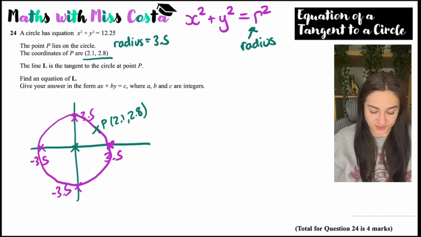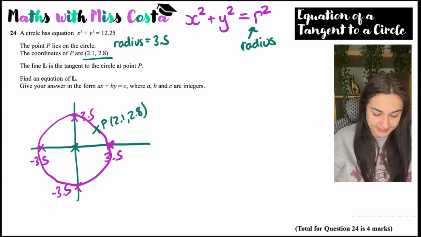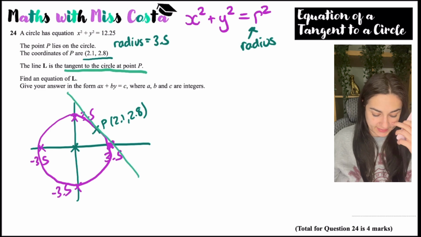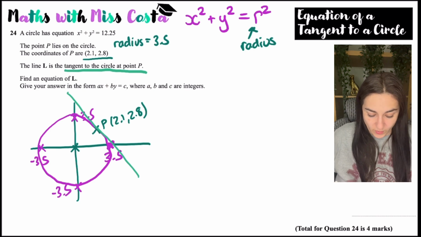Remember, this is just a sketch so that I can help visualize. I'm told that the line L is a tangent to the circle at point P. So line L is a tangent over here, and I need to find an equation of L. So what can I do here? What values do I know?